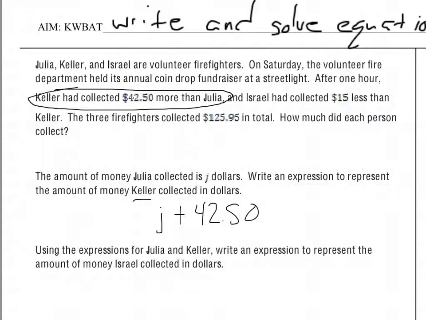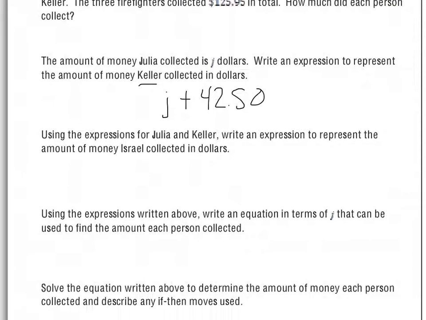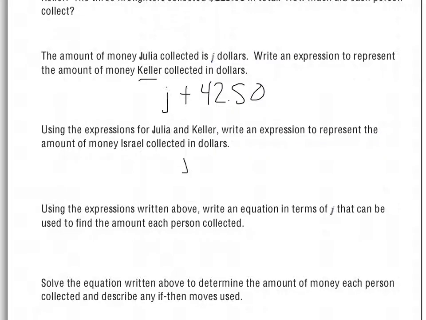that Israel collected in terms of dollars. Alright, so we know that this is Keller now, J plus $42.50, and we know Israel collected $15 less than Keller did. So we want to take Keller's expression and we want to do what with it? Obviously, you're sitting here thinking we want to subtract 15 from it. So what that looks like as an expression is J plus $42.50 minus 15.